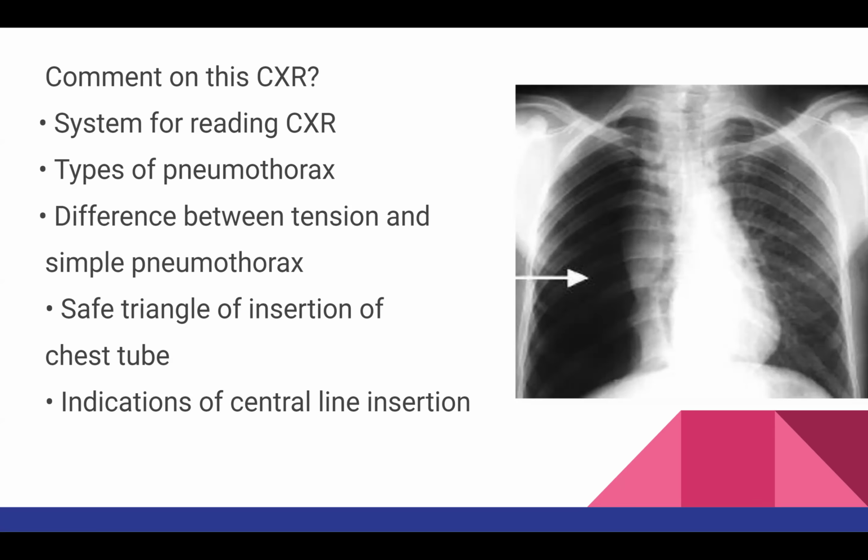So can you briefly explain the system that is used for reading the chest X-ray? Yes, sir. The system is A, B, C, D, E. For reading the chest X-ray, A is airway, B is bone, C is cardiac shadow, D is diaphragm, and E is pleural effusion.